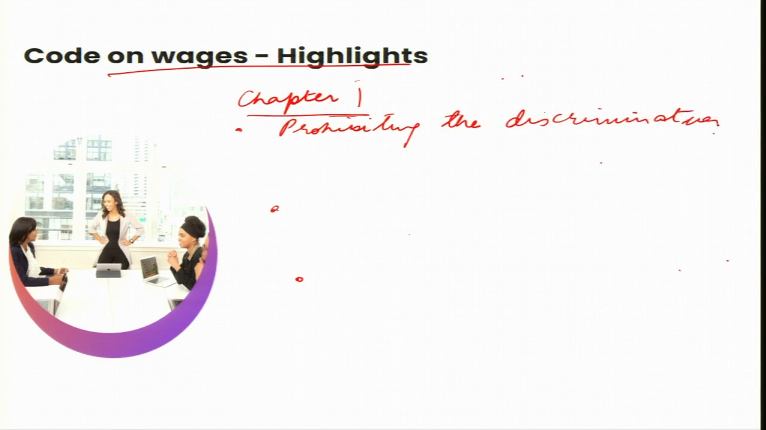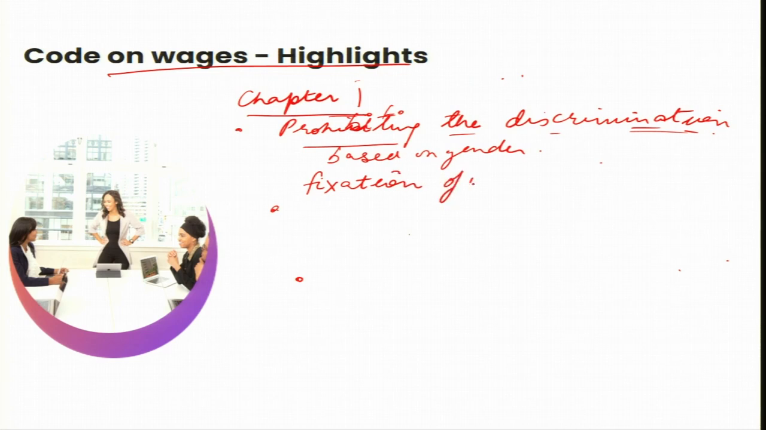So to bring about pay parity, there are several provisions which have been specifically given in the context of prohibiting the discrimination of wages based on gender. Then there are certain provisions related to payment of minimum rates of wages notified by the appropriate government. Then there are some aspects associated with fixation of wages, as to how the wages need to be fixed.